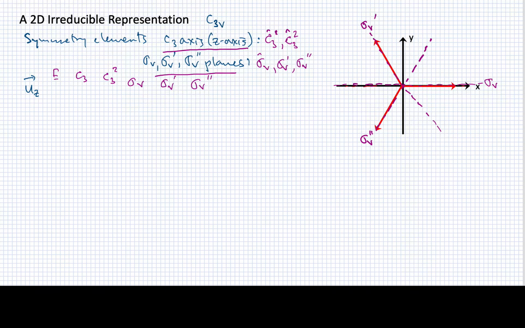Okay, u sub z is not going to be changed at all by the identity operator, so that will give us 1. It will not be changed at all by rotation about it, because remember, C3 rotation is a rotation about the z-axis, so that will leave us 1, or 2 rotations. And since the z-axis is in all three of these reflection planes, none of them will affect this vector in the z direction. So in effect, what happens is this generates the totally symmetric irreducible representation for this point group.